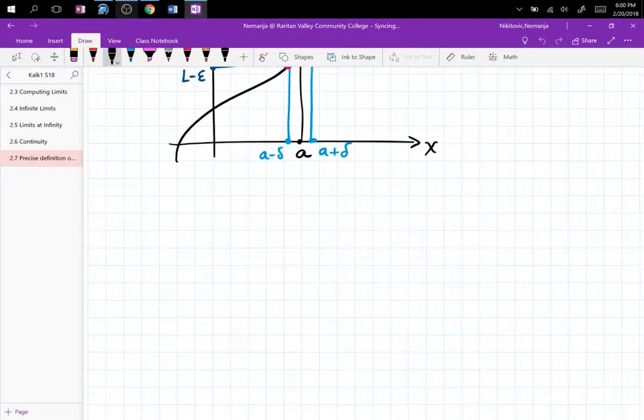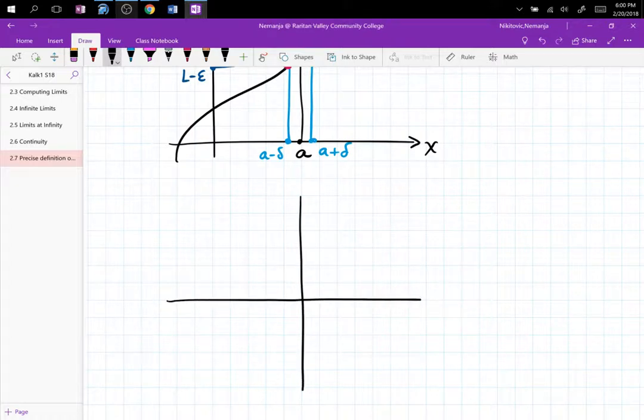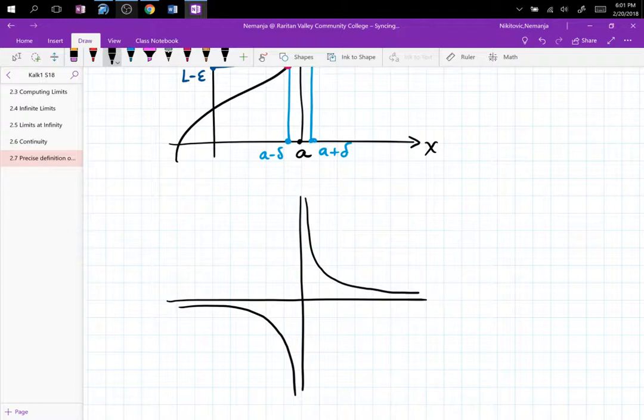So, second example is when the limit does not exist. So we are going to draw 1 over x. And we are going to take a look at a, which is 0. So I'm going to get some deltas going.